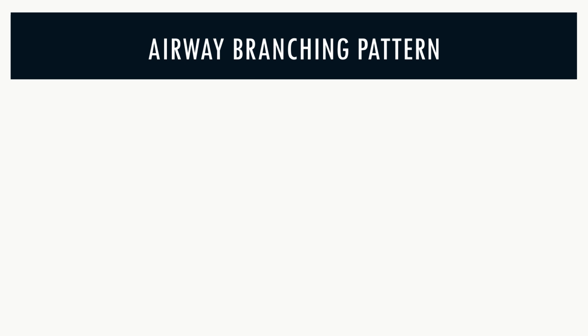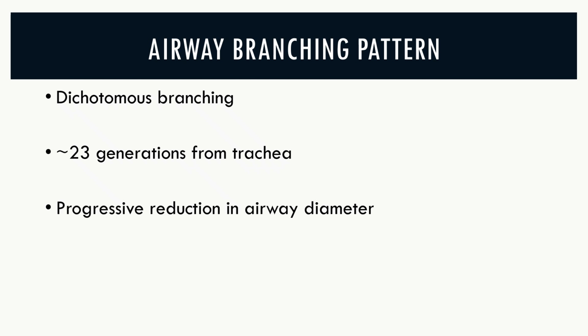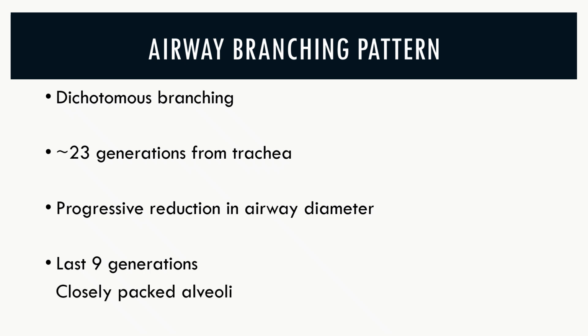Airway branching pattern. The airways branch in a dichotomous pattern with approximately 23 generations extending from trachea. With each generation, there is a progressive reduction in airway diameter. The final 9 generations are closely associated with alveoli and represent the primary site of gas exchange.